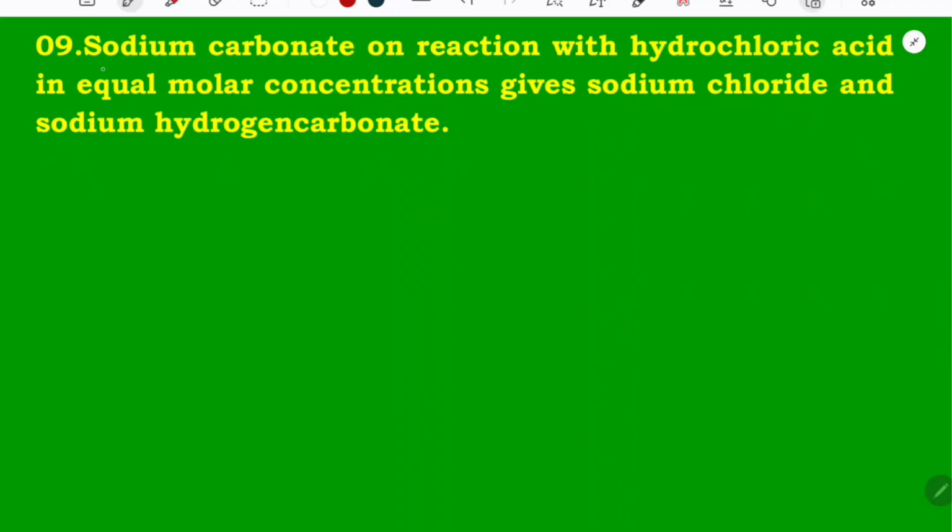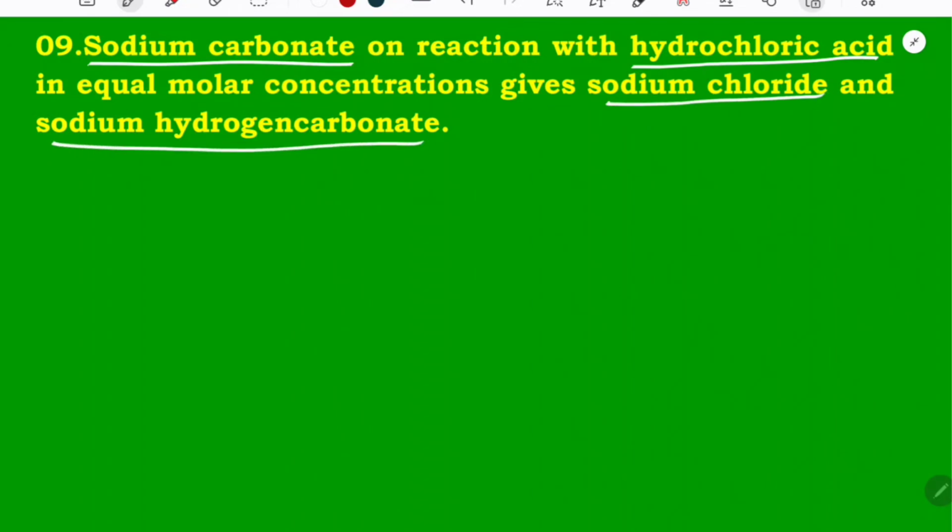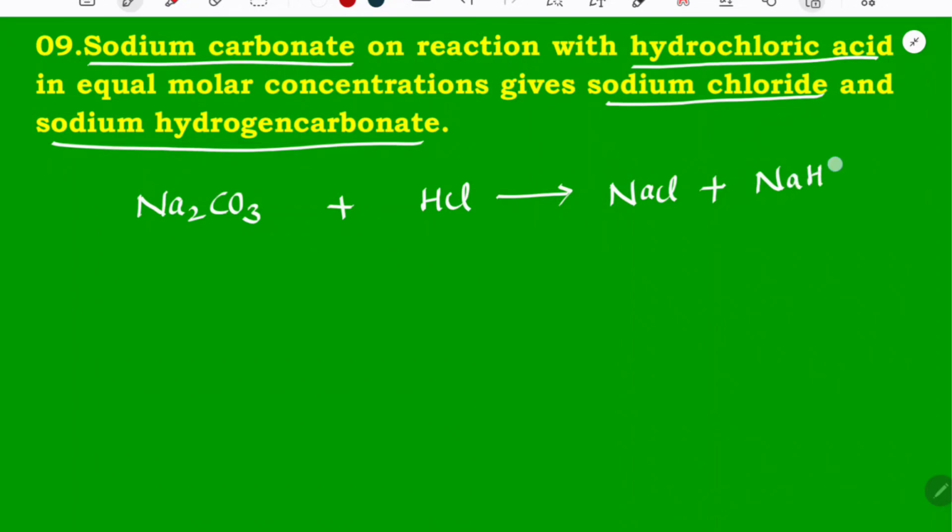Next one. Sodium carbonate on reaction with hydrochloric acid in equal molar concentration gives sodium chloride and sodium hydrogen carbonate. So first of all, we should write the formula. Sodium carbonate is Na2CO3. It reacts with hydrochloric acid, HCl, to form sodium chloride, NaCl, then sodium hydrogen carbonate, NaHCO3.